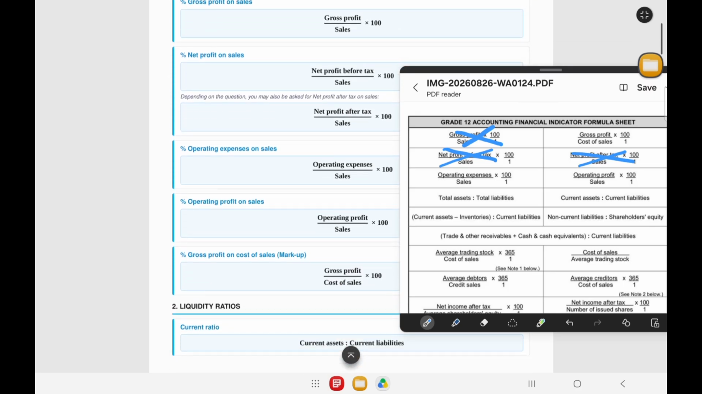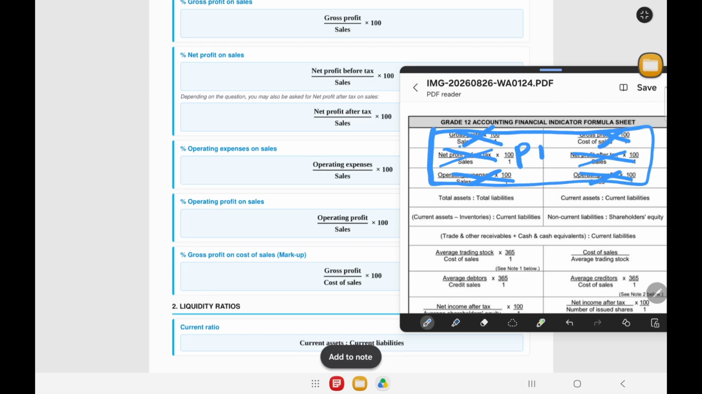Now let's move to operating expenses on sales. You know that it's operating expenses on top of sales times 100. There's the formula. Now let's move to operating profit on sales. It's right next to operating expenses on sales, the percentage. And lastly, we have the gross profit on cost of sales, which is basically your markup. So can you see that the first few formulas make up the profitability financial indicators?